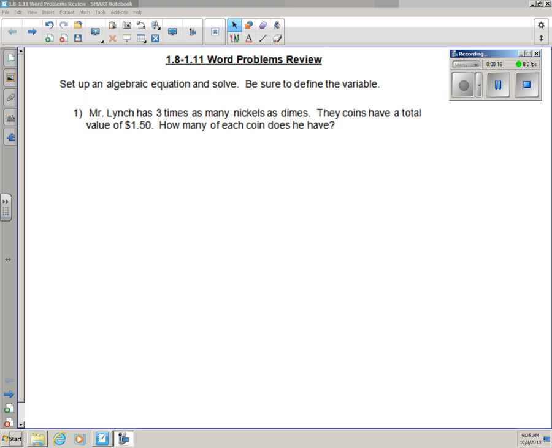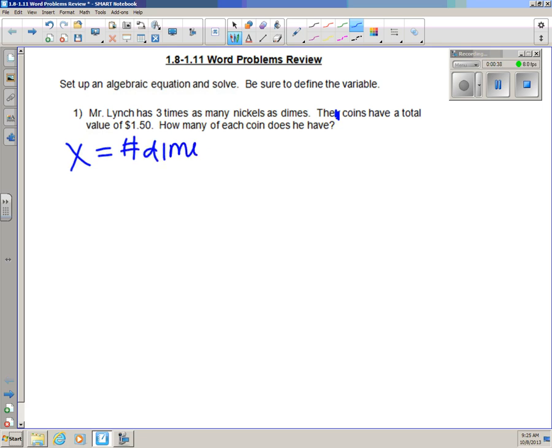So Mr. Lynch has 3 times as many nickels as dimes. The coins have a total value of $1.50. How many of each coin does he have? The idea is, we've got dimes as the unknown because there's 3 times as many nickels. So we're going to say, let x equal the number of dimes, and let 3x equal the number of nickels.